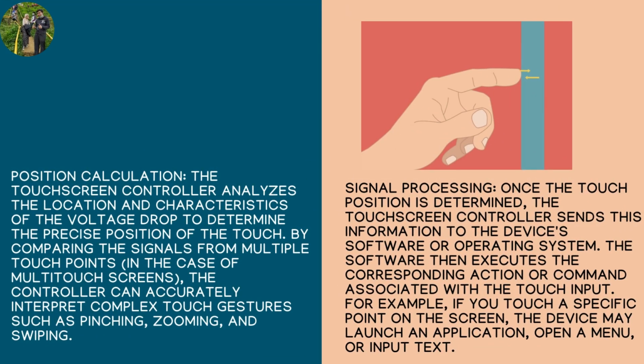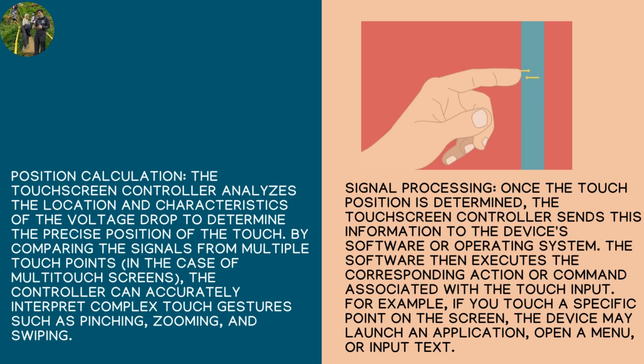For position correlation, the touchscreen controller analyzes the location and characteristics of the voltage drop to determine the precise position of the touch. By comparing the signals from multiple touch points, in case you want to hold it longer, or pinch to zoom in or zoom out, it will know the data, how many points are there, so the phone can make a decision.